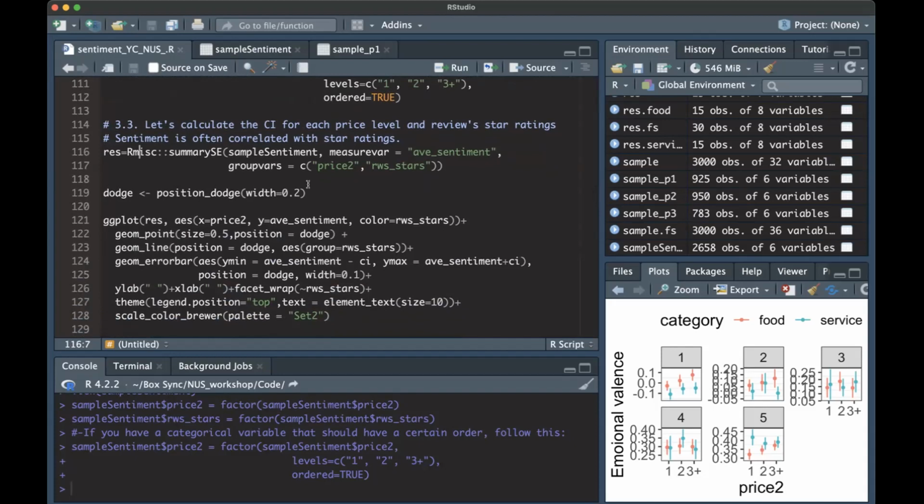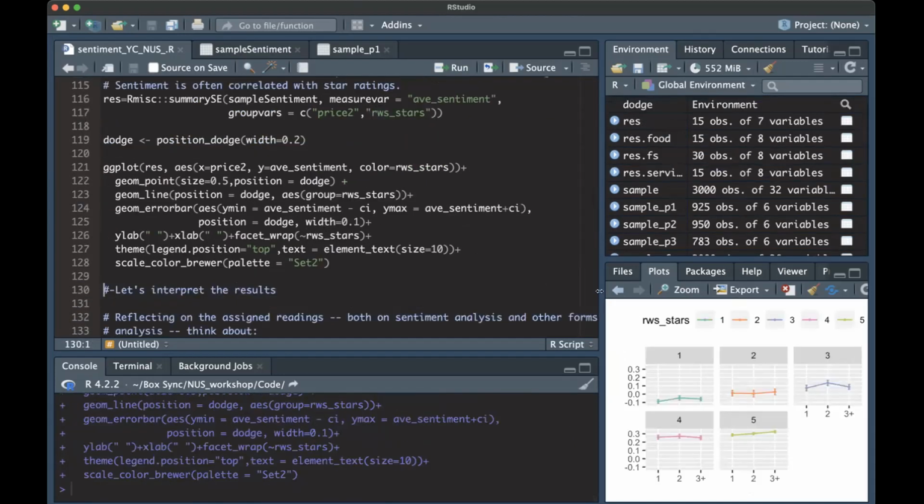The reason why I want to further break down by review stars is that sentiment is often correlated with star ratings. We can imagine that for 5-star reviews, the sentiment will be very positive. And for 1-star ratings, without reading the actual text content, you can imagine that the sentiment score will be low.